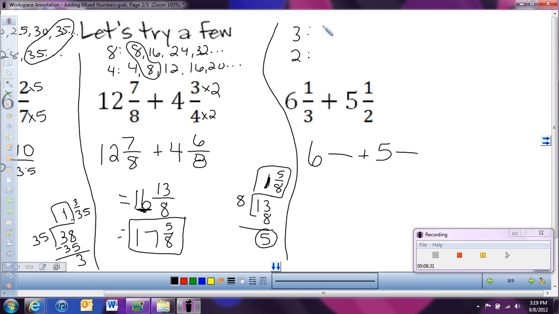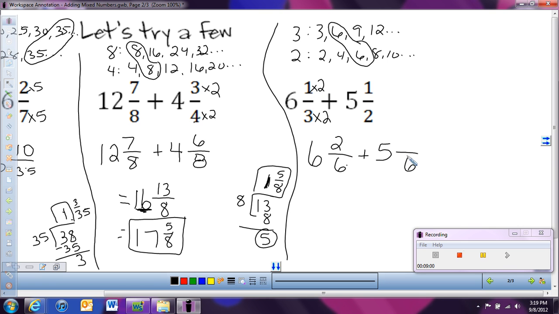Counting by 3s will be 3, 6, 9, 12, and so on. Counting by 2s is going to be 2, 4, 6, 8, 10, and going up from there. And I do see a common multiple, which is 6. That will be our common denominator. So here we'll have 6, and here we'll have 6. Now to get from 3 to 6, we're going to times by 2. Whatever we do to the bottom, we do to the top. So 1 times 2 is 2.